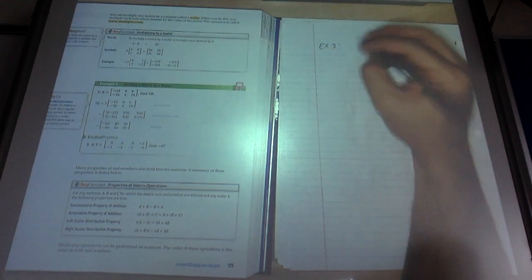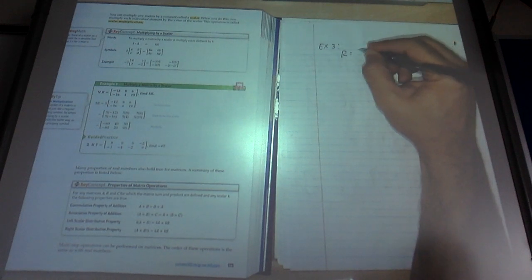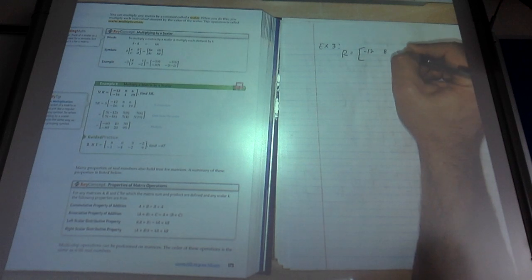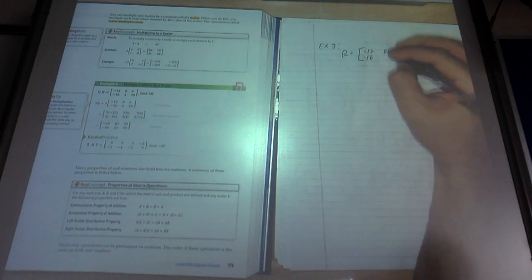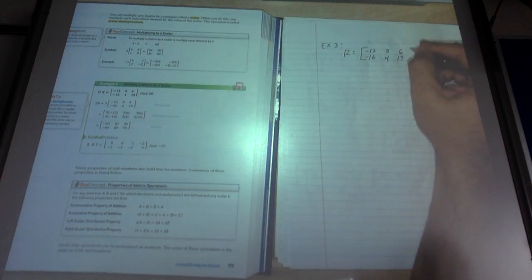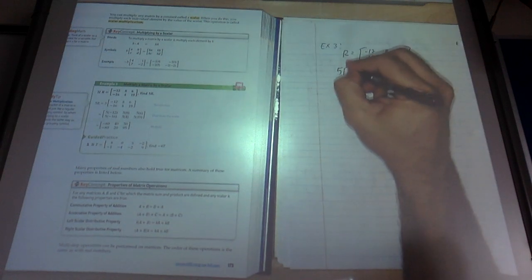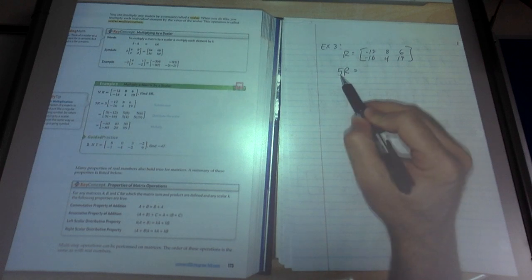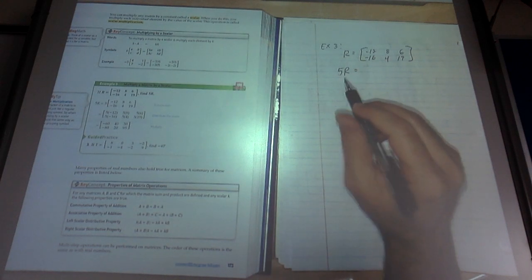It says that we have matrix R, and matrix R is this, -12, 8, 6, -16, 4, 19. And they want us to find 5R. Well, what does that mean? That means my scalar is 5. A scalar's like a coefficient for a matrix.